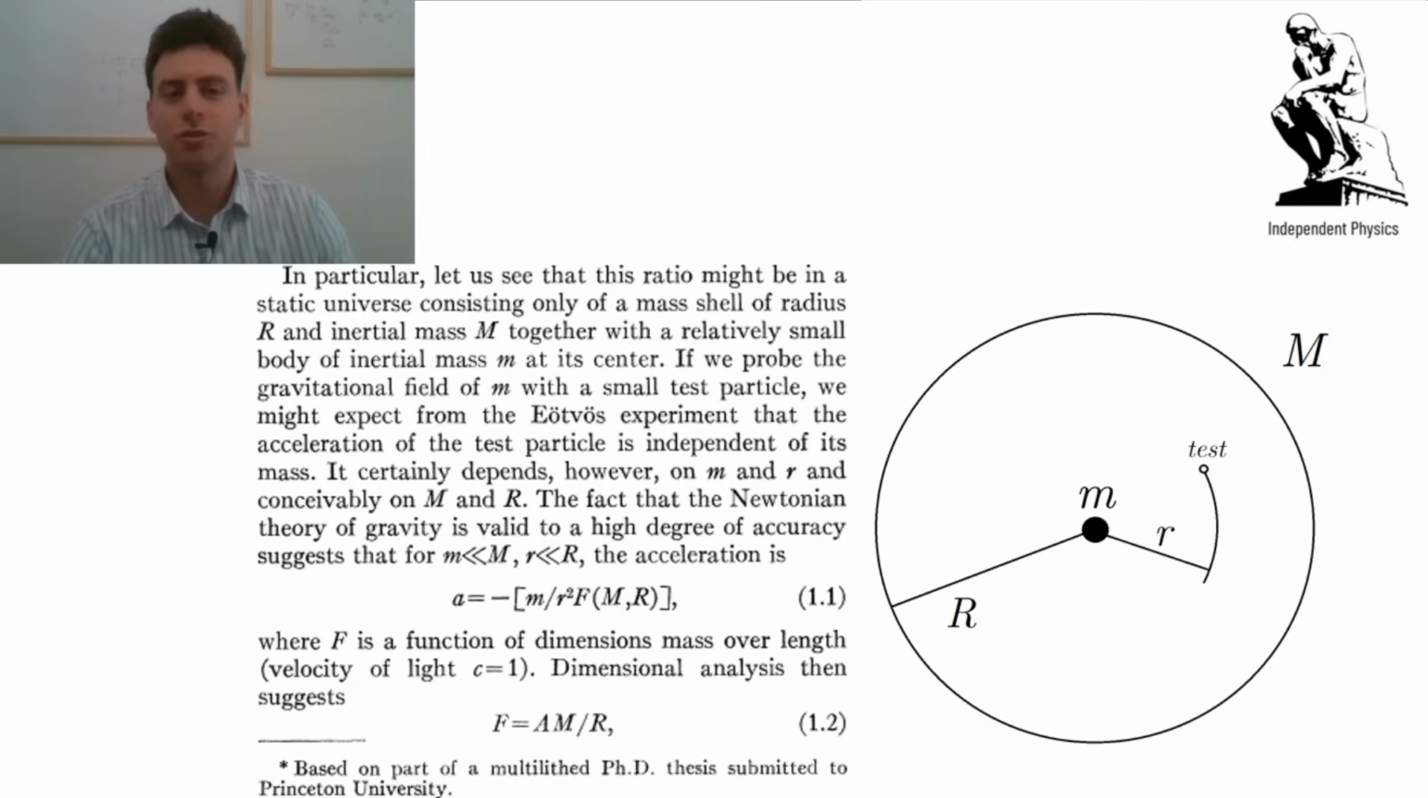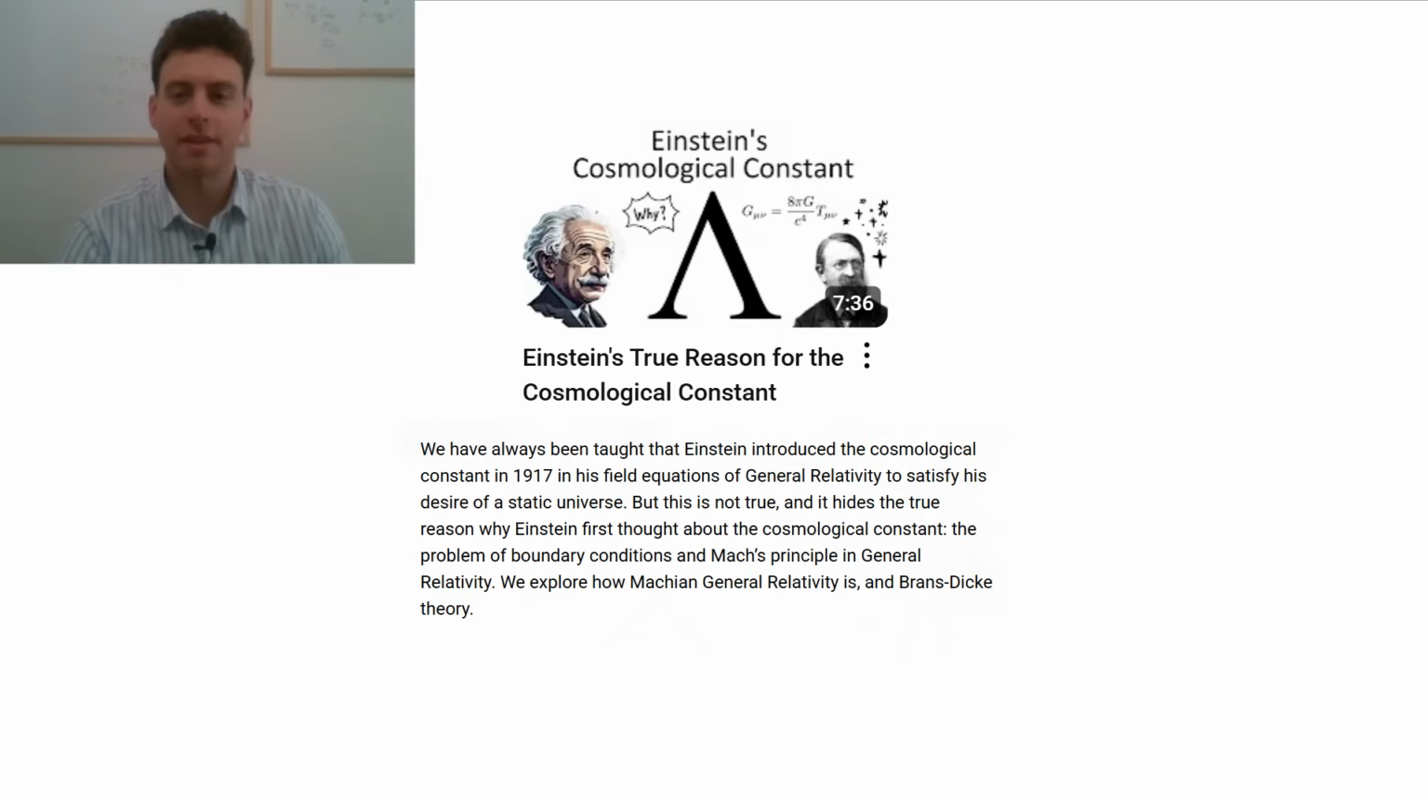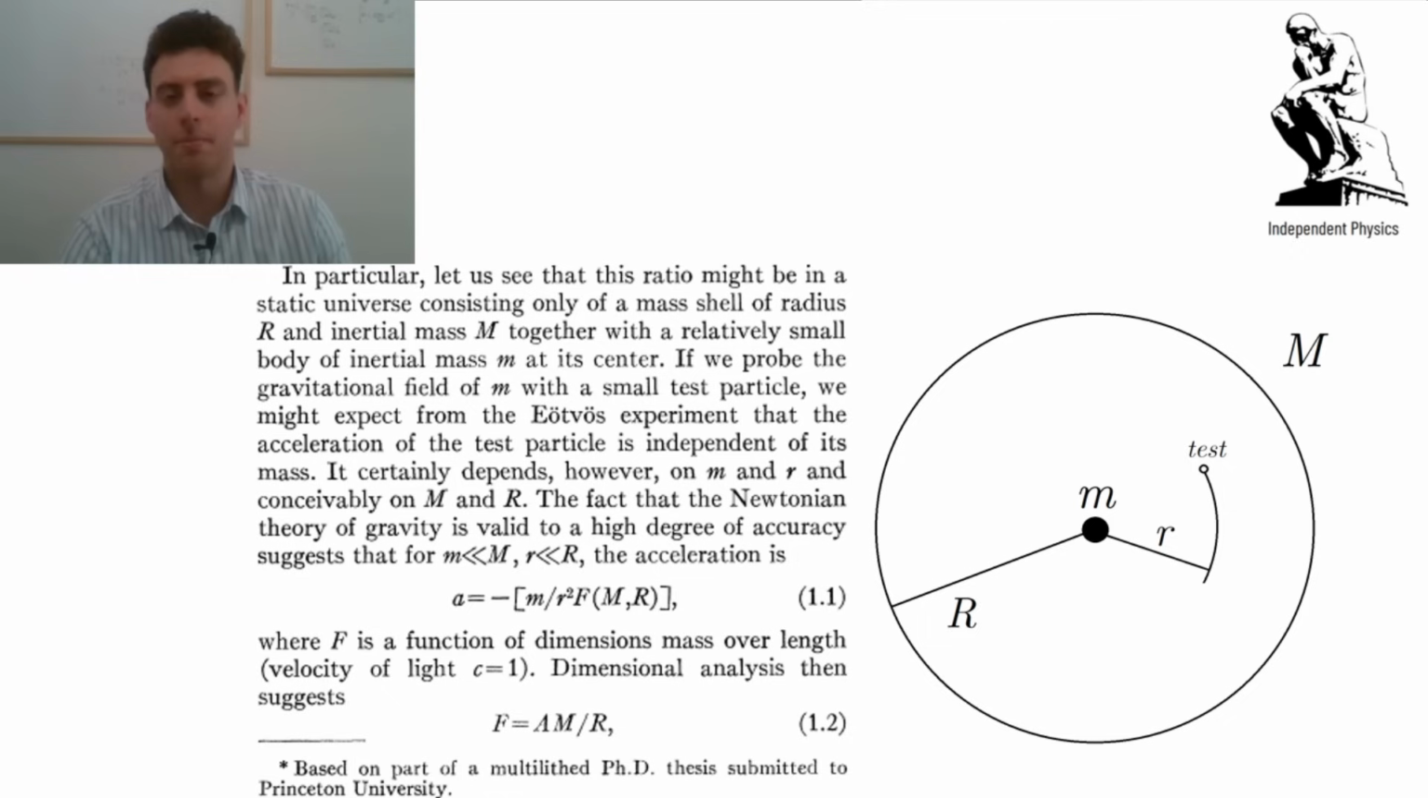He puts this into mathematical form with the simple equation shown here, and as we all know, he relates the function f containing the mass and radius of the shell or of the universe to the gravitational constant, so that the equation here is literally the usual gravitational acceleration equation from Newton. This is the justification for Brans-Dicke, in which the gravitational constant depends on the potential of the universe and the scalar field of Brans-Dicke, etc. We covered Brans-Dicke theory in our previous video, Einstein's true reason for the cosmological constant. By the way, the speed of light here is missing because it's set to 1.